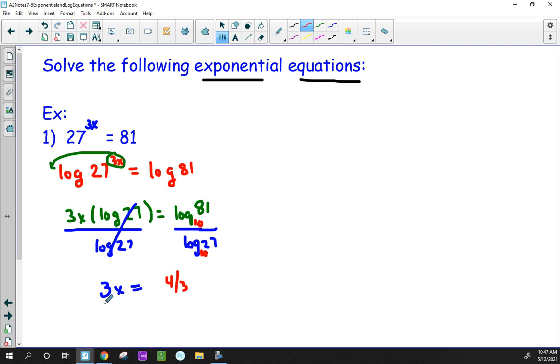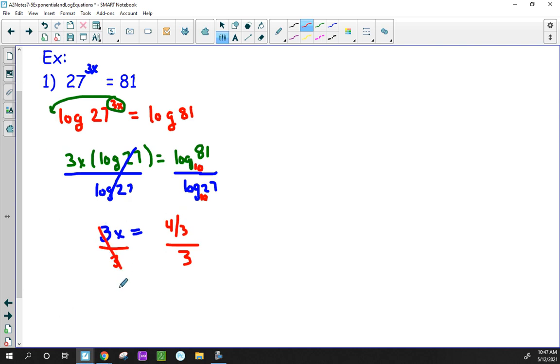And then you're going to divide by 3, because remember your goal is to solve for x. So we're dividing 4/3 by 3, which means we're doing 4/3 times the reciprocal of 3, which is 1/3. And so the answer to this should be x is 4/9. 4/9 for the value of x.